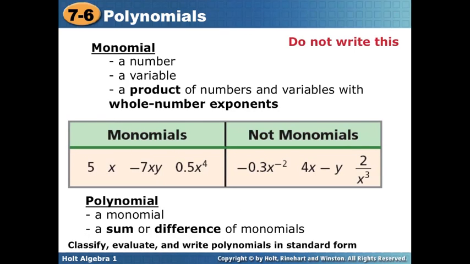You do not have to write this information to your paper. Just know that a monomial is a number, a variable, or a product of numbers and variables with whole number exponents. Notice in the table some examples of monomials and non-monomials. A polynomial is a monomial or a sum or difference of monomials.